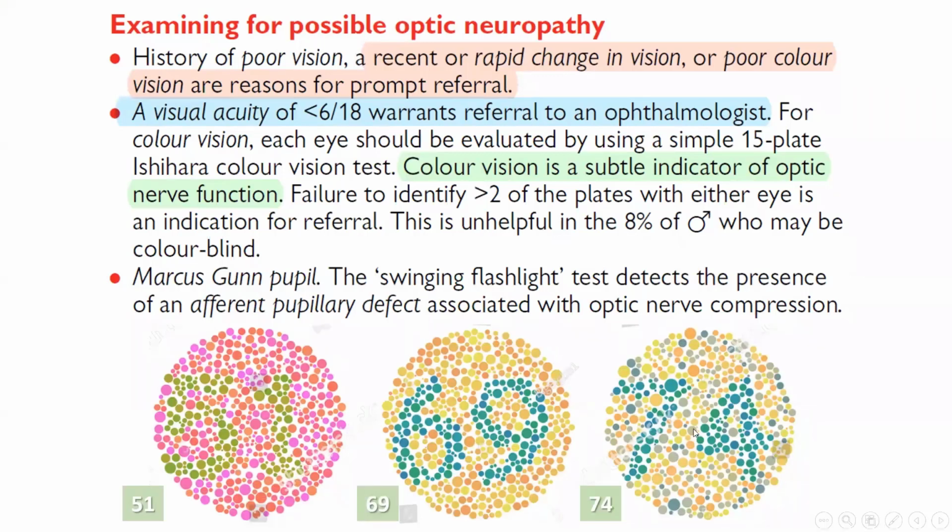I put this image from the Ishihara color vision plates, and I wrote the correct numbers that I see myself. Each one can check their color vision by comparing the numbers they read from these plates with the numbers I put according to my vision. So here I see 51, here I see 69, and here I see 74. If you see numbers not like this, you should check your color vision with an ophthalmologist. Is anyone seeing numbers other than mine? Okay, we are all fine.